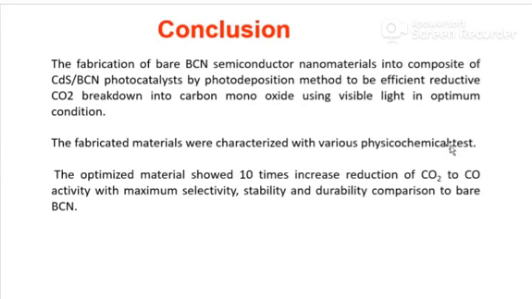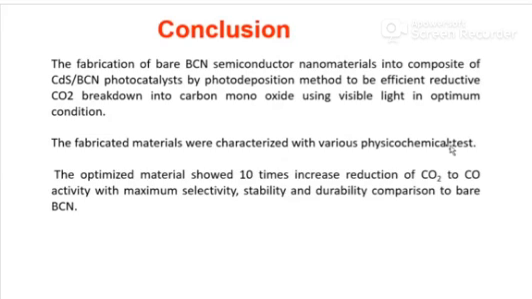So from all this discussion, we can conclude the fabrication of bare BCN semiconductor material in the composite CdS/BCN photocatalyst by photo deposition method was done, and it proved to be efficient reductive. CO2 broke down into carbon monoxide using visible light in optimum conditions. And the fabricated material was characterized with various photochemical tests, and the optimized material showed 10 times more reduction of CO2, increased efficiency to reduce the CO2 into the carbon monoxide or some other materials.